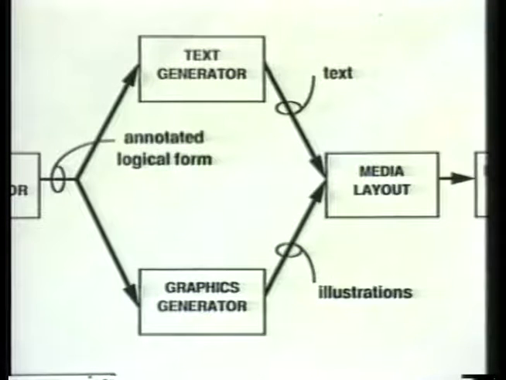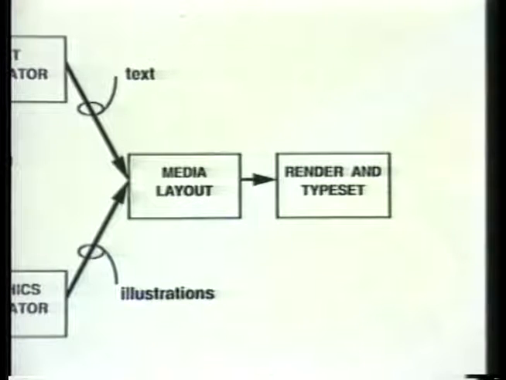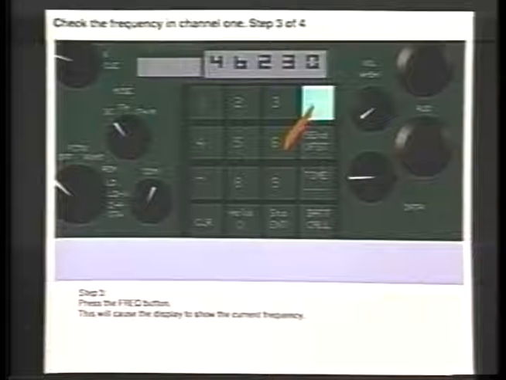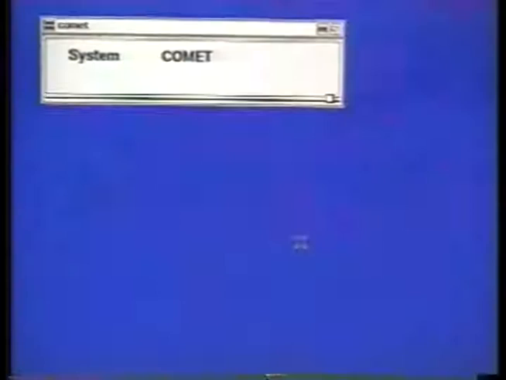The resulting text and graphics are passed to the media layout component, which formats the final presentation, determining where on the display information is to be presented. Real-time rendering and typesetting components then produce the finished display. Each of COMET's major components runs in parallel in its own process on 5 Sun and HP machines. Text is displayed using the X11 Windows system, while 3D shaded graphics are displayed using HP's Starbase graphics package.